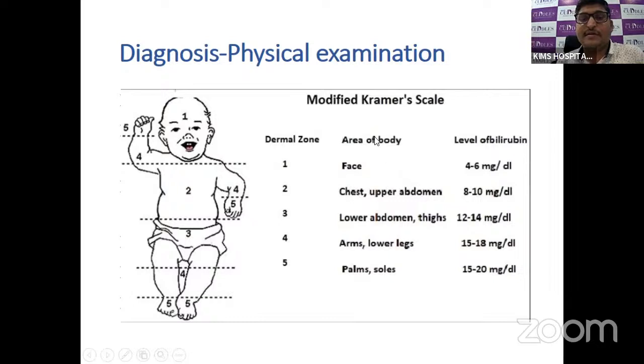In examination, you can see the modified Kramer scale for the visual examination. These are the bilirubin levels in the cephalocaudal direction. Bilirubin gets deposited initially in the face first, followed by the chest, abdomen, and then the palms and soles.